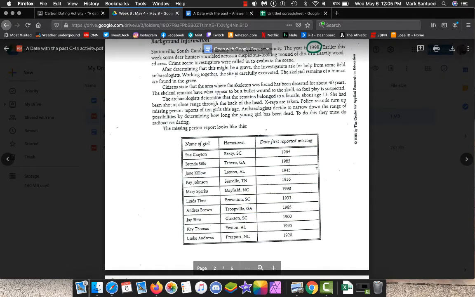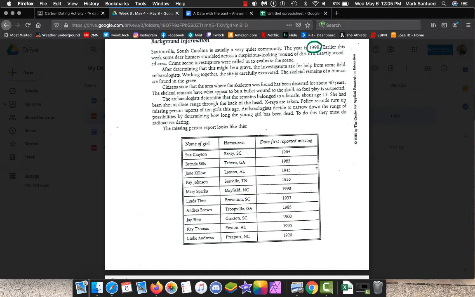Now, it is key that you remember that the person had to go missing before they died. So if, for instance, you see this person went missing in 1985, this person went missing in 1990. So if I find a number that says 1989, I don't pick Mary Sparks, even though it's only 1 year away, because Mary Sparks didn't go missing until 1990. She couldn't have died the year before she went missing.